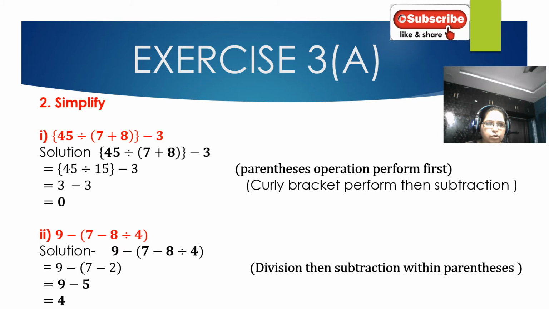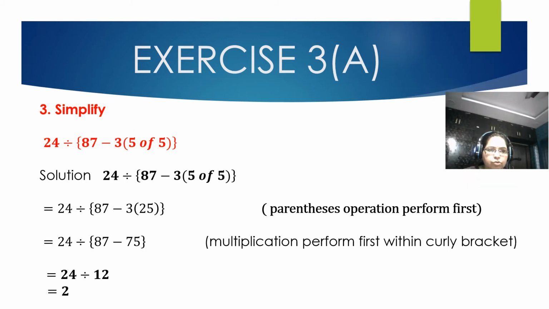This is the BODMAS rule. Now we solve question number 3, and question number 3 is: simplify 24 ÷ {87 − 3 × (5 of 5)}. The 5 of 5 is inside the parenthesis, and the whole 87 minus 3 times 5 of 5 is inside the curly bracket.